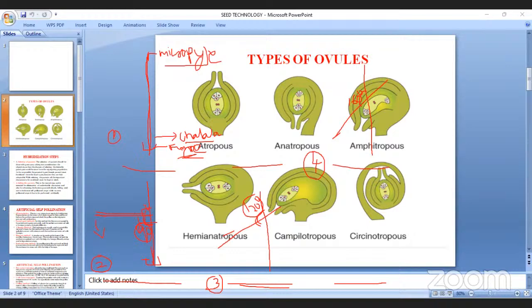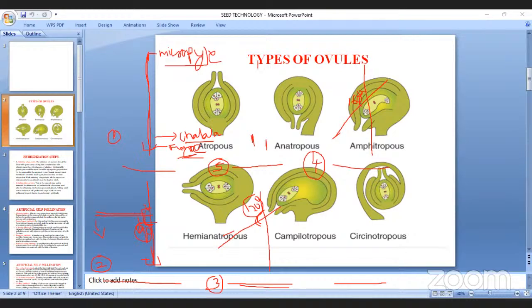Amphitropous, right. Lemna and Alisma. And next one, the anatropous ovule. And fifth, this is the advanced one. We can imagine where the micropyle and funicle are. This is the micropyle and this is the funicle, they are arranged side by side.